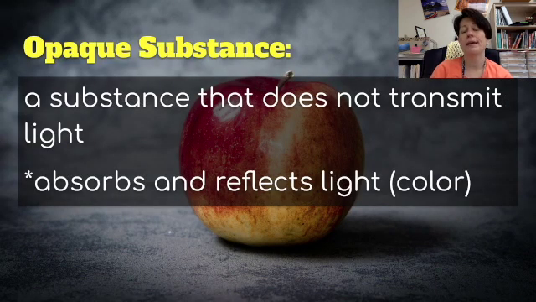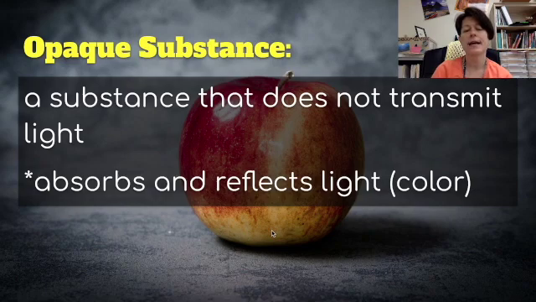And then there are opaque substances. This is a substance that does not transmit light. It absorbs and reflects light, and the light that it reflects, this apple, you can see that it's reflecting some red, some kind of yellows in there, maybe a little bit of green. The colors that it reflects determine its color. So this apple in this area is reflecting red, so it looks red there. Here, reflecting more yellows, so it looks yellowish.